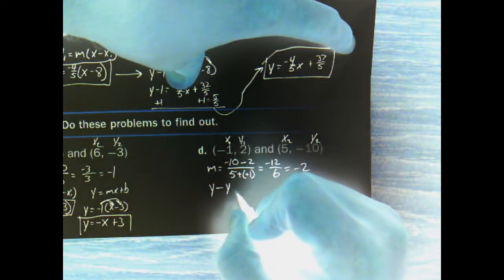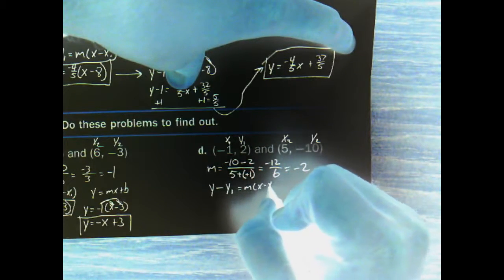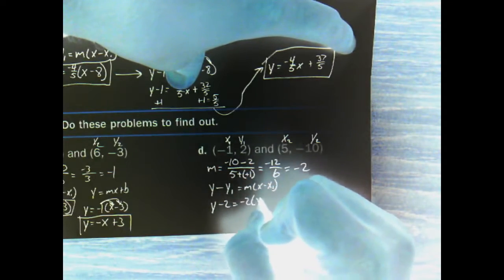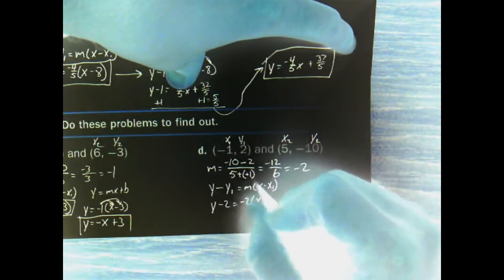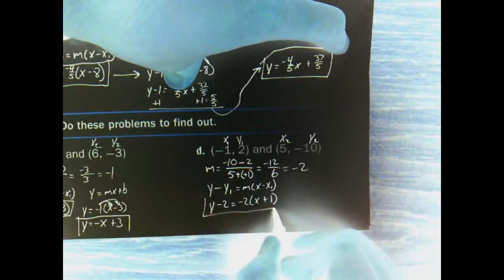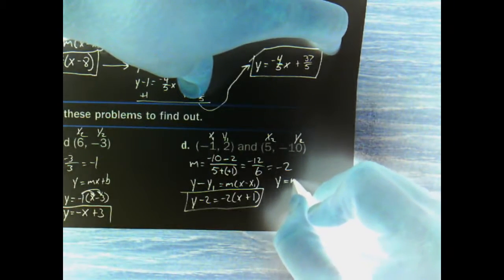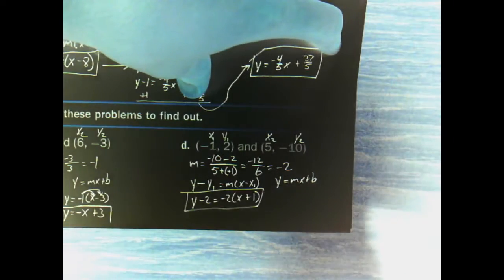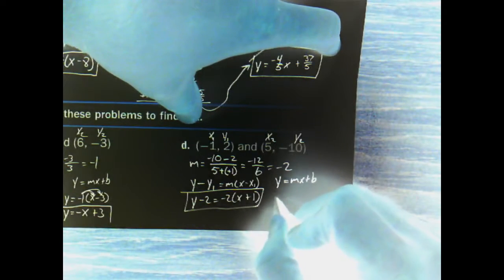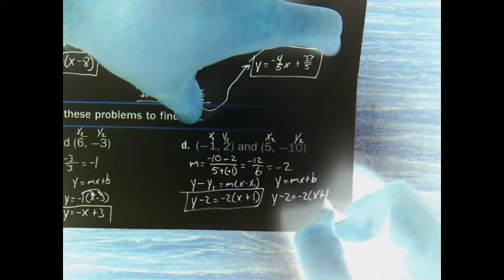I already know x sub 1 and y sub 1, so I can feel free to use the point-slope form. y minus y sub 1 is equal to m times the quantity x minus x sub 1. Plug them in. y minus 2 is equal to negative 2 times x plus 1, because it is a negative and a negative, so I'm just going to go ahead and make it positive. That is half of my answer. Now to convert it into slope-intercept form, y equals mx plus b, follow my 2 steps. Distribute and solve for y. So here I have y minus 2 equals negative 2 times x plus 1.